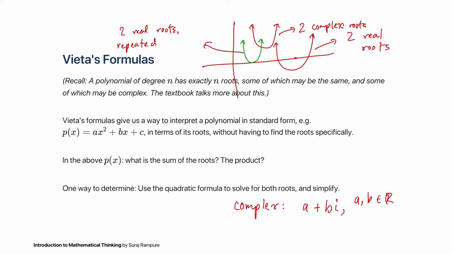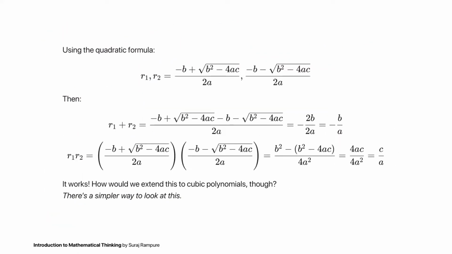Okay, so let's take a look. Let's suppose we have p of x is equal to ax squared plus bx plus c, and let's use the quadratic formula. Okay, so we have r1 and r2. One of them uses the plus, one of them uses the minus. And if we want to take the sum of those roots, that square root of the discriminant term cancels out, and we're left with negative 2b over 2a, which gives me negative b over a.